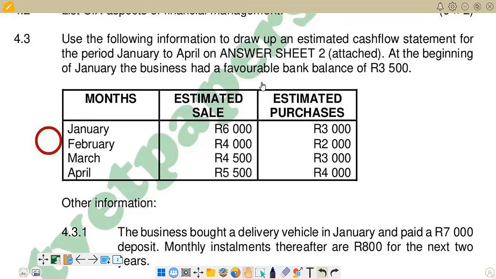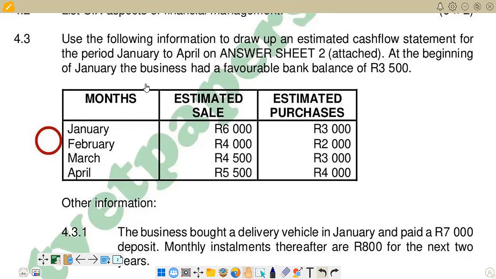We've got a question that we want to look at on the cash flow statement. This is a question from a recent paper, June 2023, question 4.3 on that question paper, question number 4. We want to go through this question and then answer what is required.